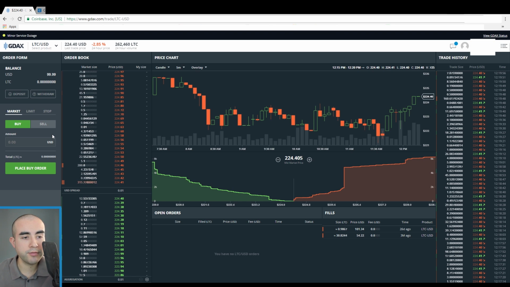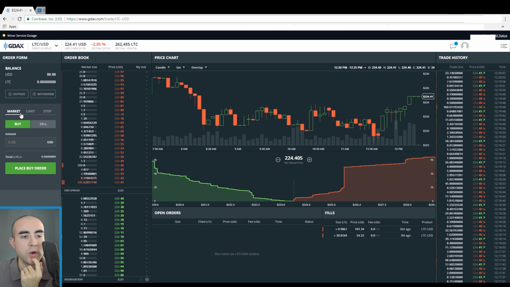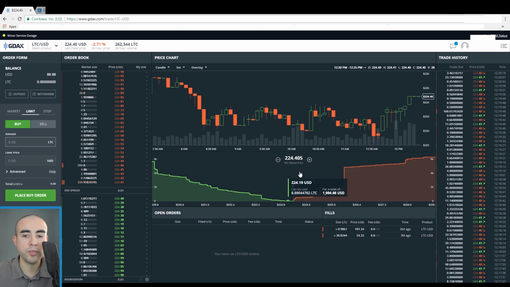But just to give you a brief overview, here on GDAX, you can buy or sell. So I currently have $99.99 ready to buy. So I could place a market order, which will buy at the market price, or I could place a limit order, which will buy at a price that I want to buy at. So as you can see, the current price of Litecoin is $224. Let's say I didn't want to buy until the price dropped to $220.